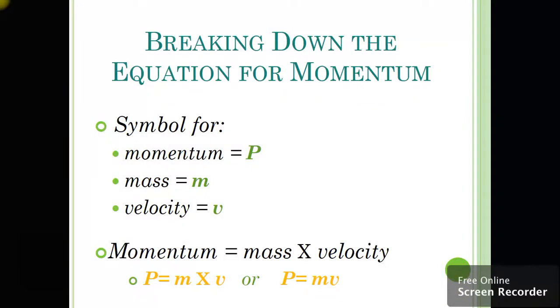Okay, so let's break down that equation. P for momentum, M for mass, V for velocity. V is a vector, and momentum equals mass times velocity.